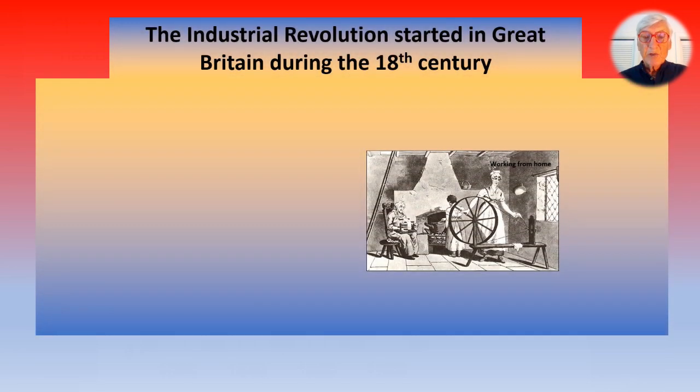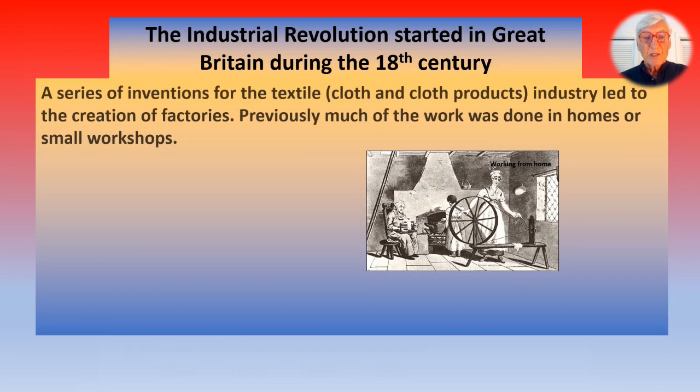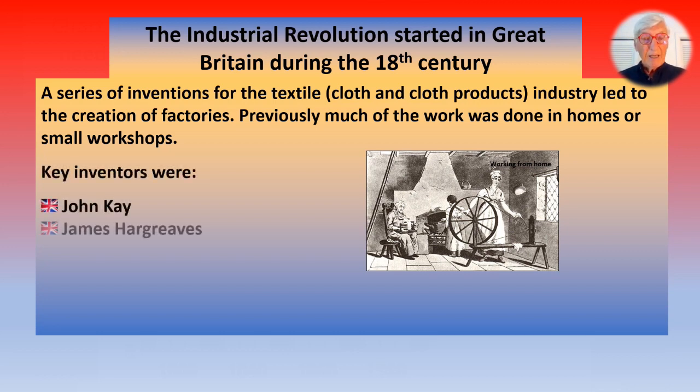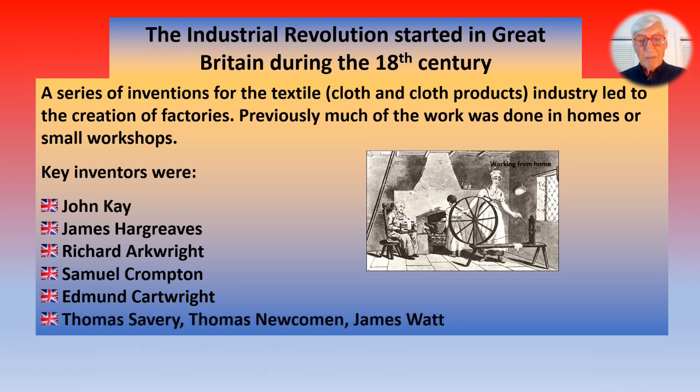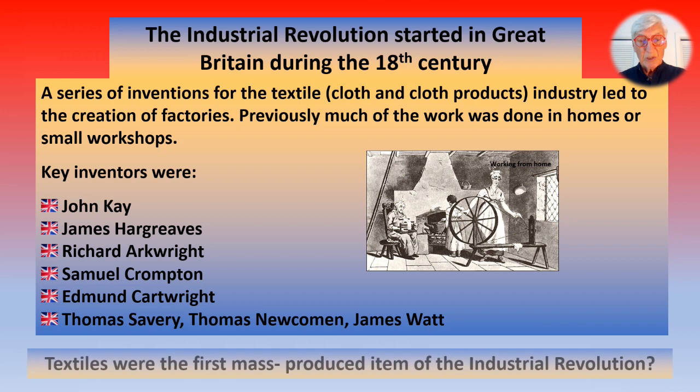The Industrial Revolution started in Great Britain during the 18th century. A series of inventions for the textile, which is cloth and cloth products industry, led to the creation of factories. Previously, much of that work was done in homes or in small workshops. Key inventors were people like John Kay, James Hargreaves, Richard Arkwright, Samuel Crompton, Edmund Cartwright, Thomas Savery, Thomas Newcomen, and James Watt, all dealing with steam engines.